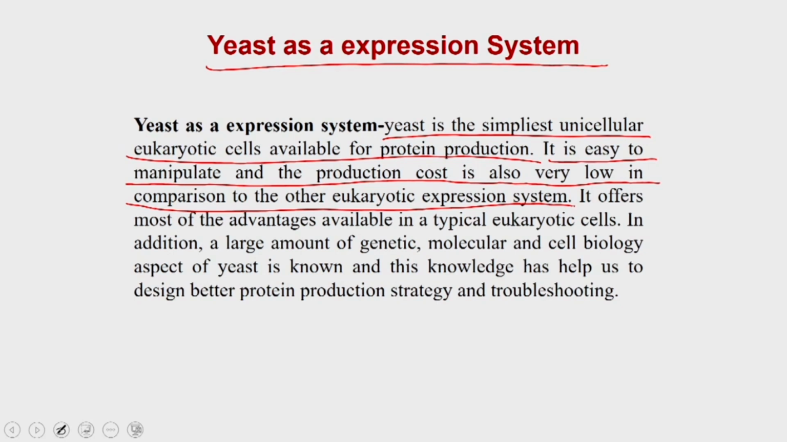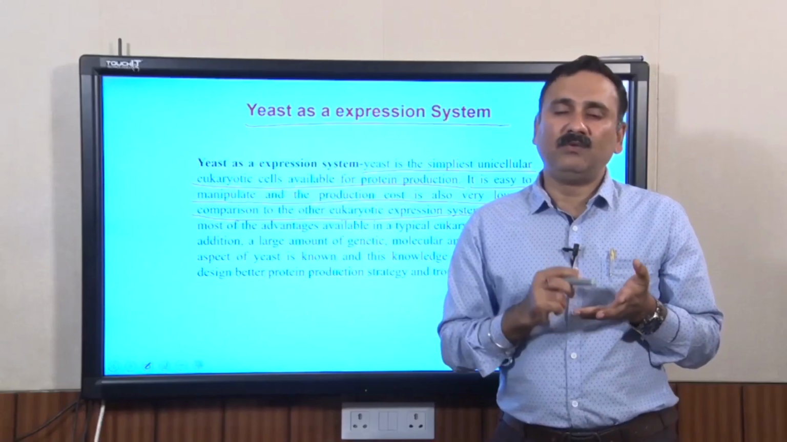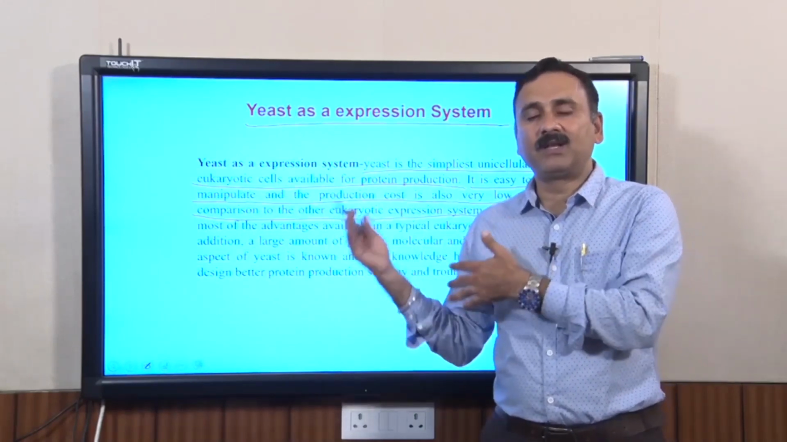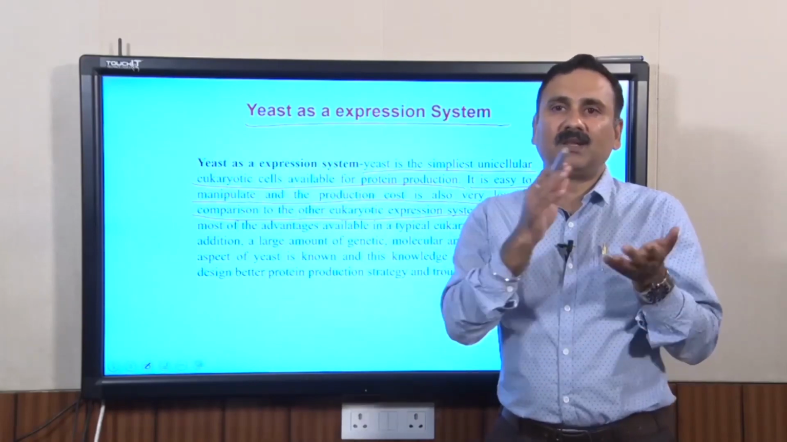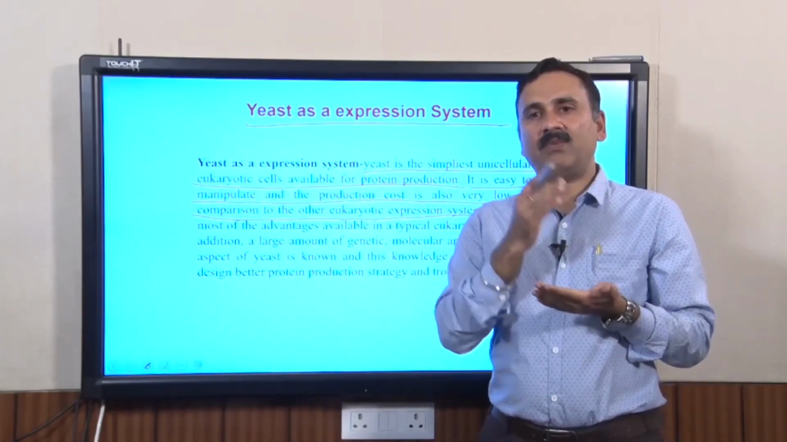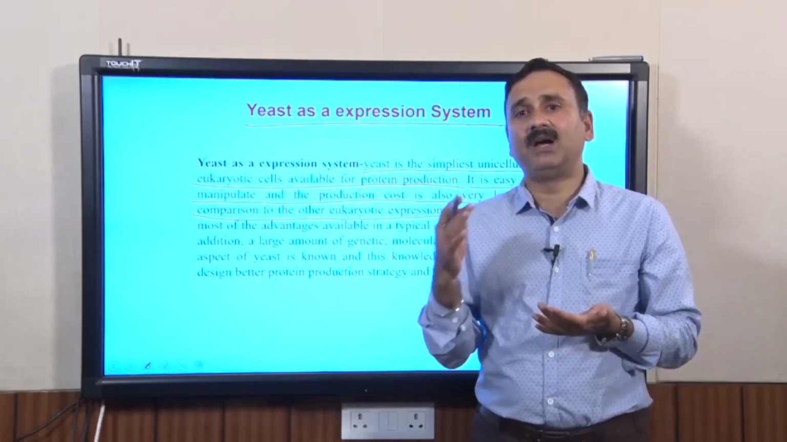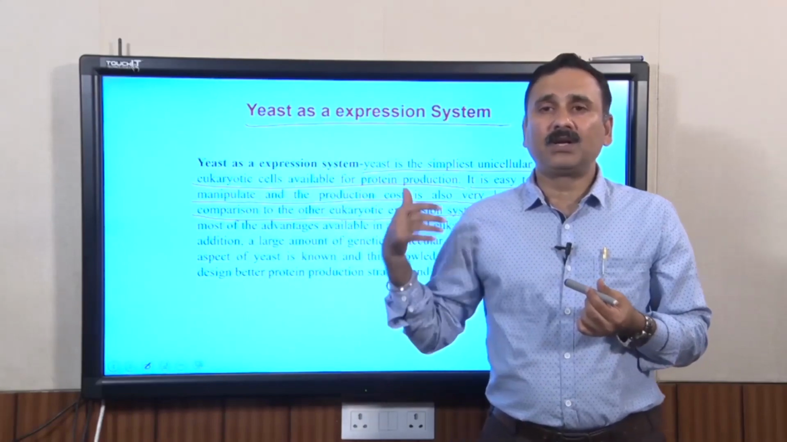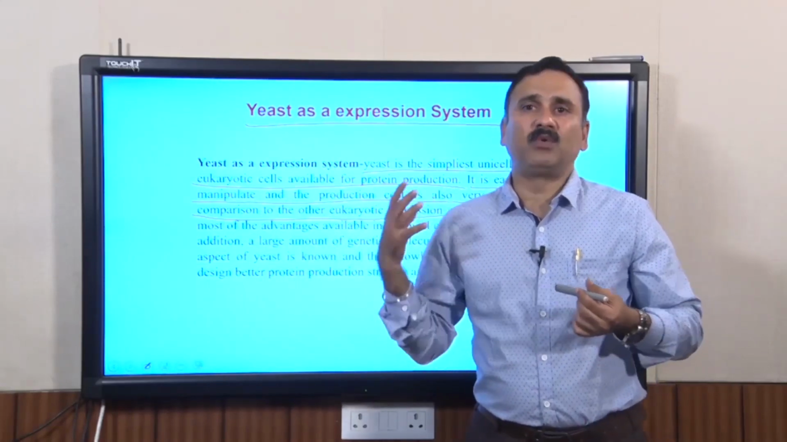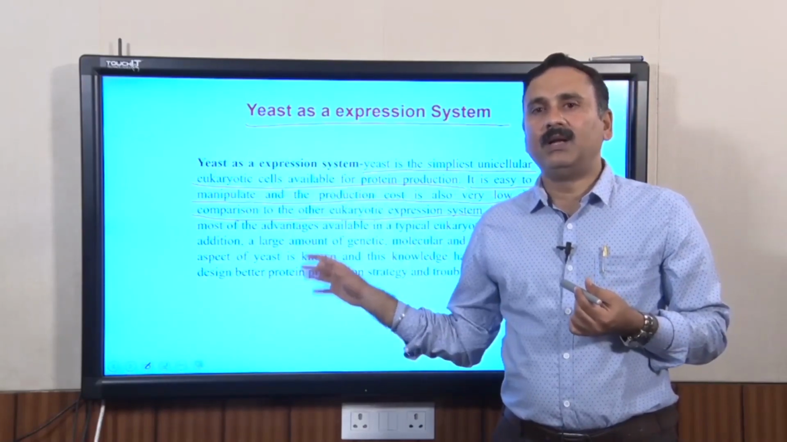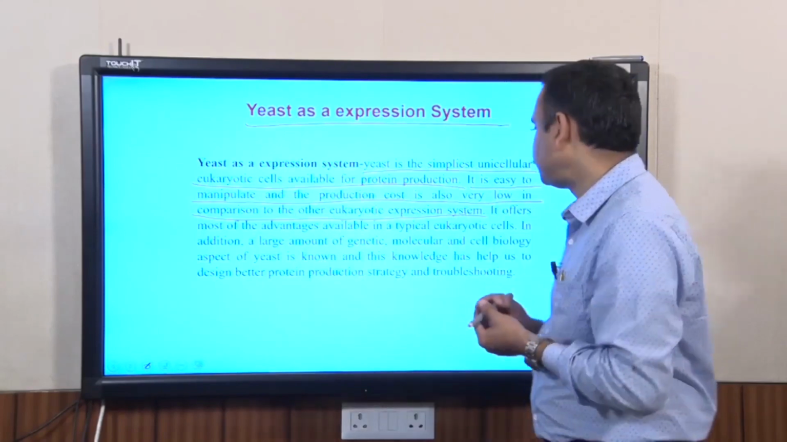In the eukaryotic systems you have the yeast, you have the insect cell lines, you have the mammalian cells, and you have the virus or bacteriophage based protein production systems. In comparison to these systems, yeast is the simplest in terms of performing transformations, screening the clones, as well as producing the protein, and ultimately the cost of protein production in the yeast system is very low compared to the other eukaryotic expression systems.